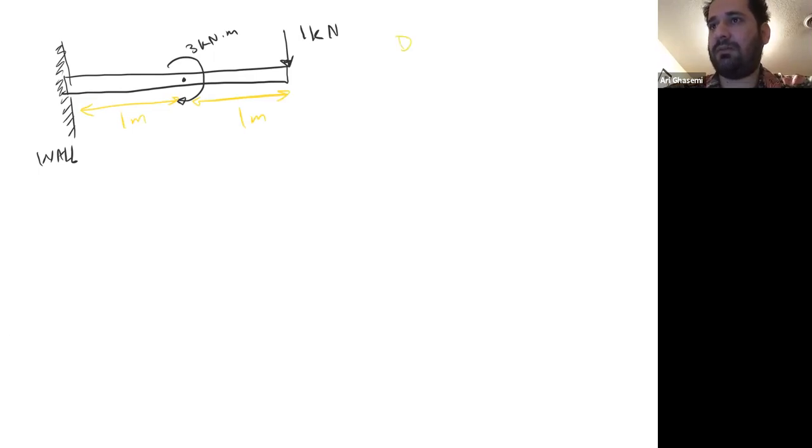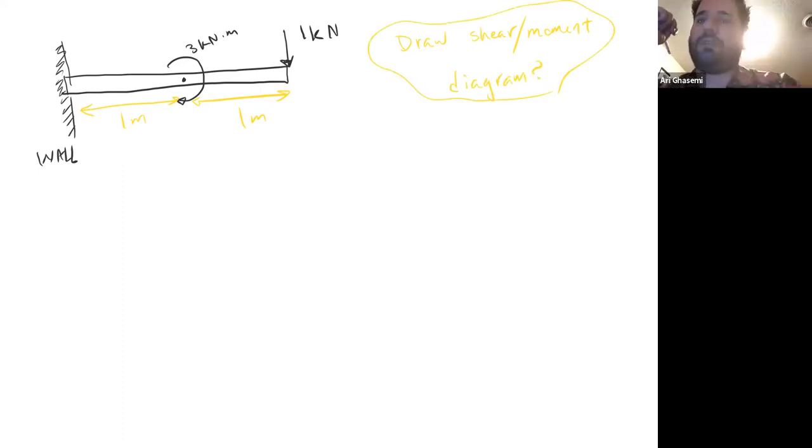draw shear force slash bending moment diagrams. That's the question. And I didn't say normal force diagram. Why? Because normal force is 0. We don't have axial load here in this problem. So go ahead and work on this problem.